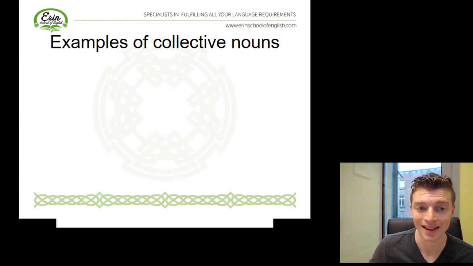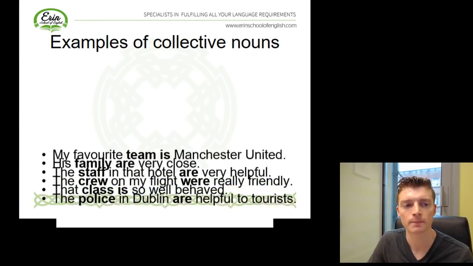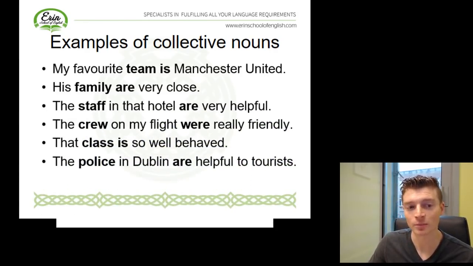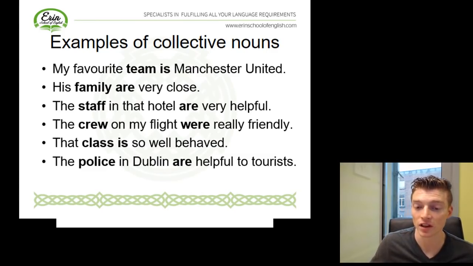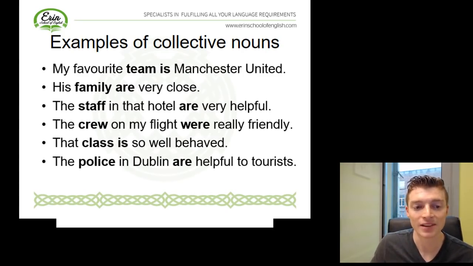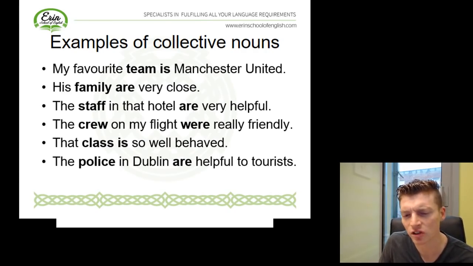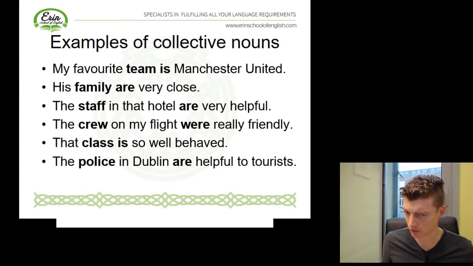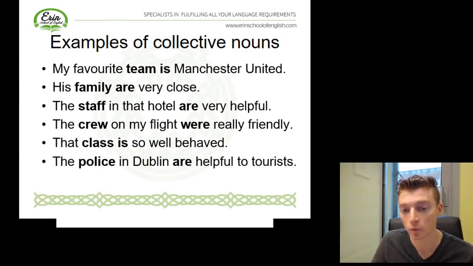So some examples using collective nouns. My favorite team is Manchester United. So team, collective noun, I can use is or are, a singular or a plural verb. His family are very close. So again, family, a group of people. And just add the adjective here, close. We're not talking in terms of physical distance here. We're talking about their relationship. So his family are very close means they have a very good relationship with one another.